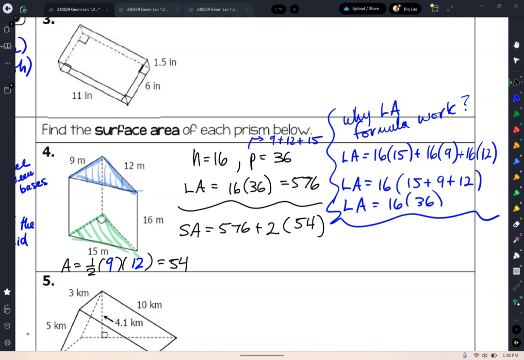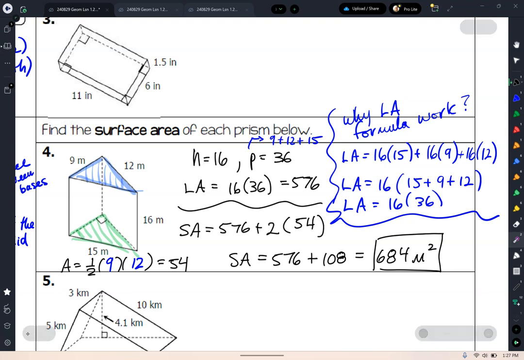So then we can put our area up here, and then we can say our surface area is 576 plus, what's 2 times 54? 108. Okay, good. And that gives us the total surface area of 684 what? Meters squared.